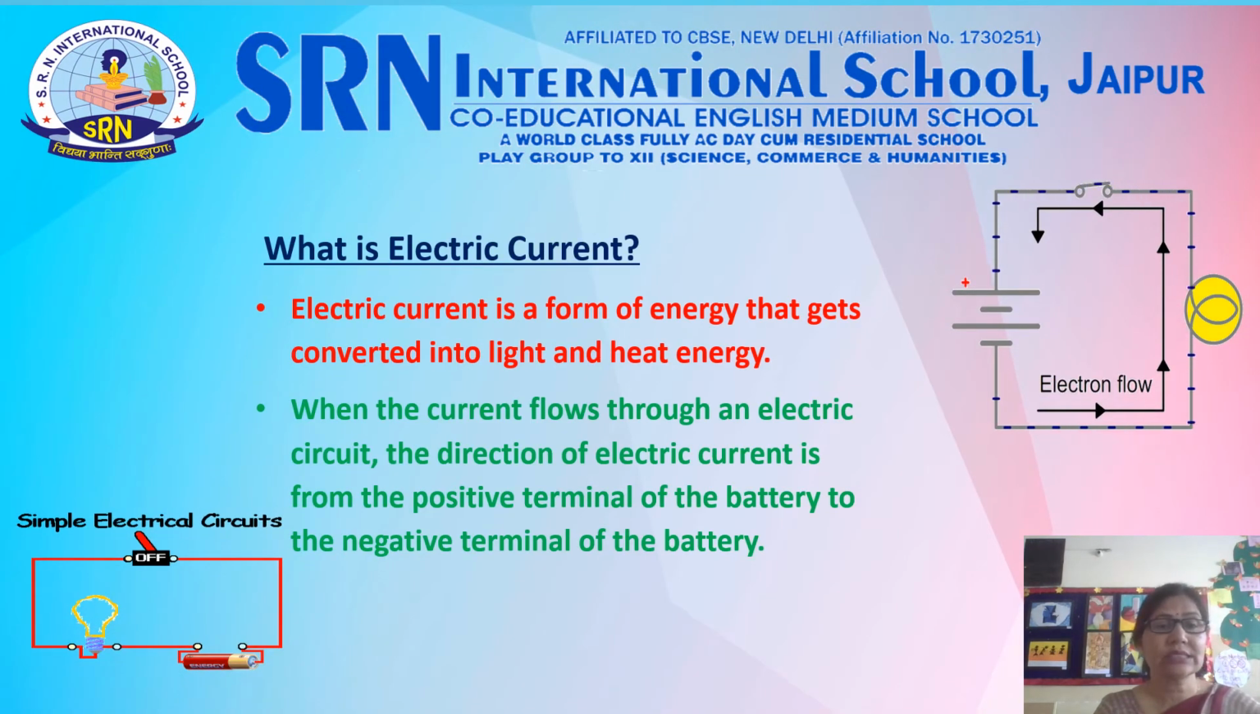Now the question arises, what is electric current? Electric current is a form of energy that gets converted into light and heat energy. When the current flows through an electric circuit, the direction of electric current is from the positive terminal of the battery to the negative terminal of the battery.